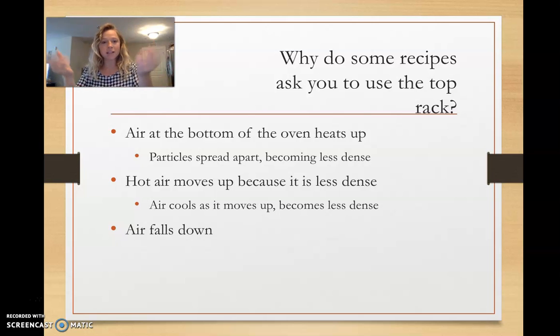They're going to rise because heat is always going to rise. Because it's going to want to go into that cooler area of the oven, remember, because we move from hot to cold. So it's going to move up, and as it moves up, it's going to become less dense. Then it's going to become more dense, slowing down the particles, and as it becomes more dense, it's going to fall again. So, convection current.